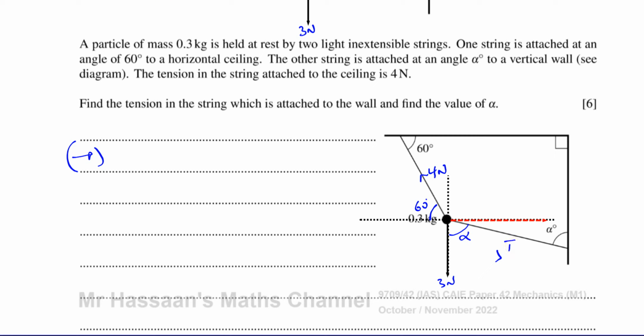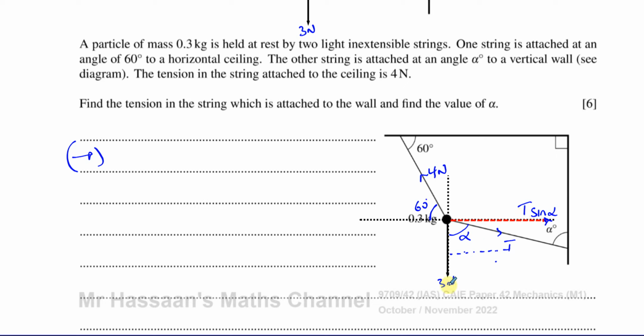Let me just draw this on this side so that's a bit clearer. So this is going to be the tension times, and I want to resolve in the direction going away from the angle given. So it's like this direction here. So it's opposite the angle. If it's away from the angle, it's always sine. So this is T sine alpha. That's the component of this force in that direction.